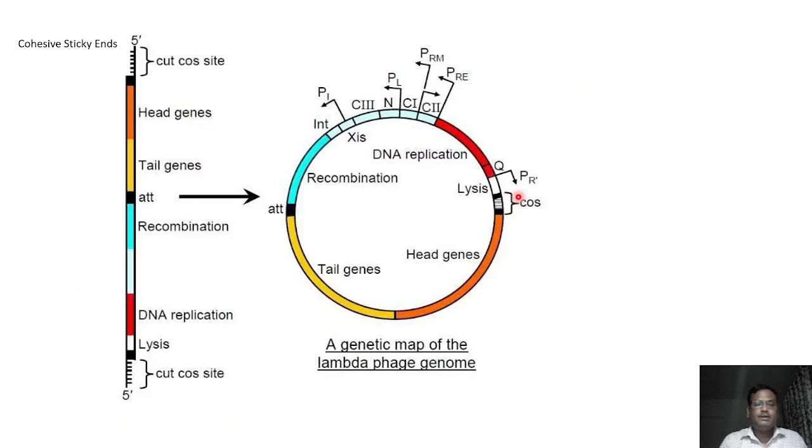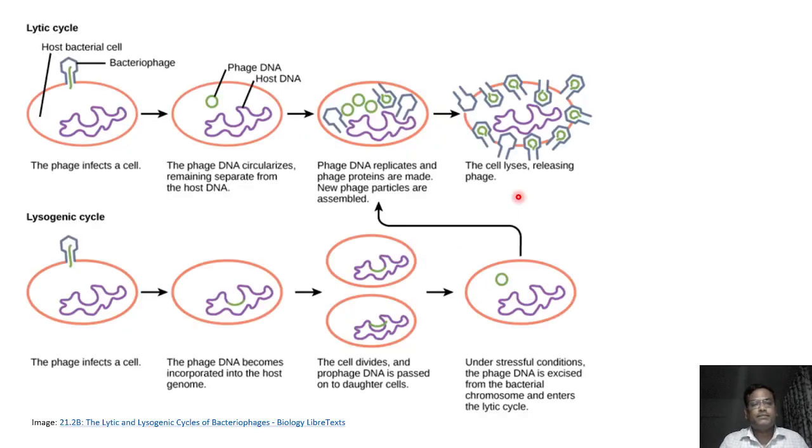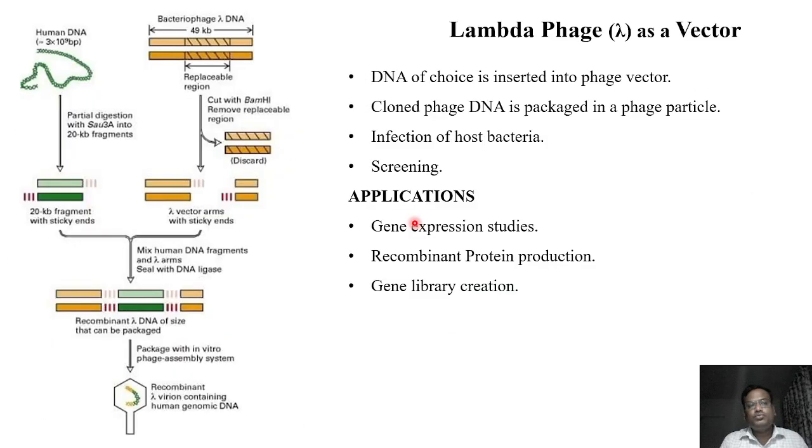See here, this is lambda phage DNA, and in this lambda phage DNA we are going to insert the gene of our interest, right? So here you can see, if this is lambda phage DNA, you can insert the gene of your interest, right? So like this it can be used as a vector. And applications: gene expression studies, recombinant protein production, and gene library creation. So these are the applications of using lambda phage as a vector.